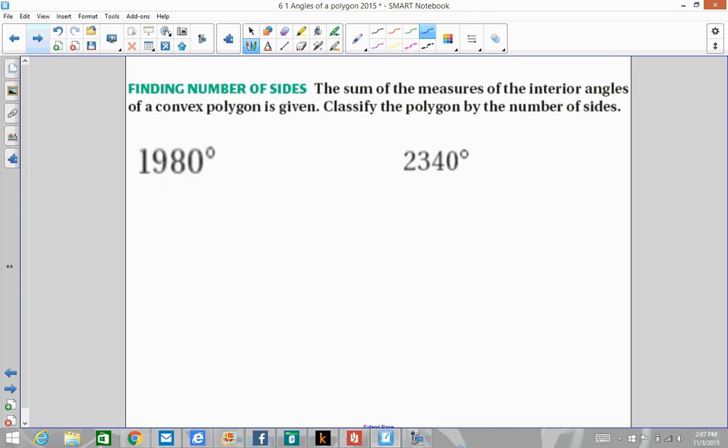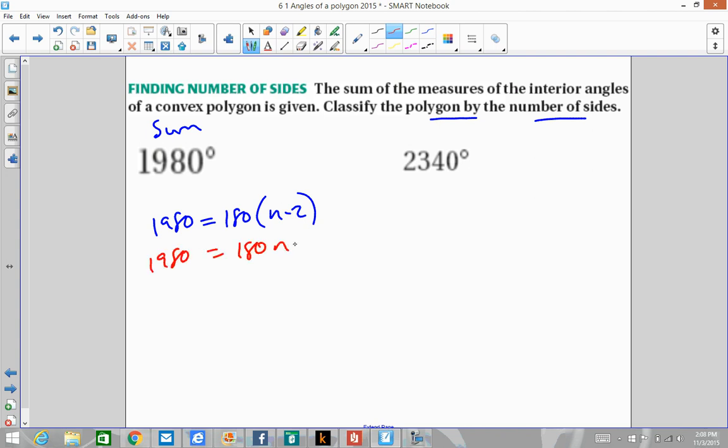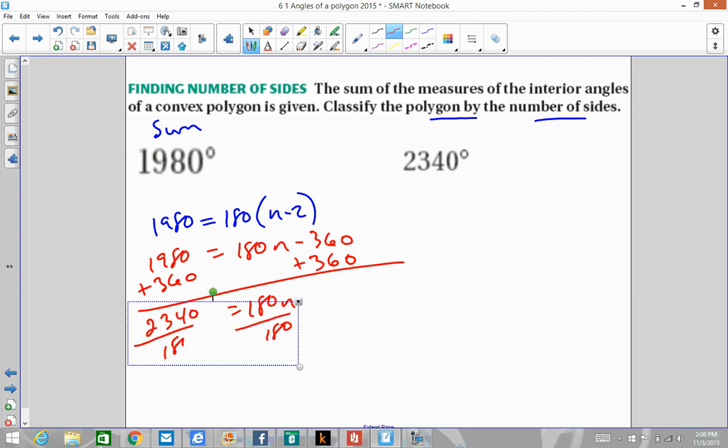Okay, so now it says the sum of the measures of the interior angles of a convex polygon is given. So classify the polygon by the number of sides. We got to figure out the number of sides. So this is the sum. So that means I got 1,980 degrees equals 180 times n minus 2. Okay, so I can say 1,980 equals 180n minus 360. Add 360, add 360. 180n equals 2,340. Then divide by 180, divide by 180. And so therefore, I get n is equal to 13.